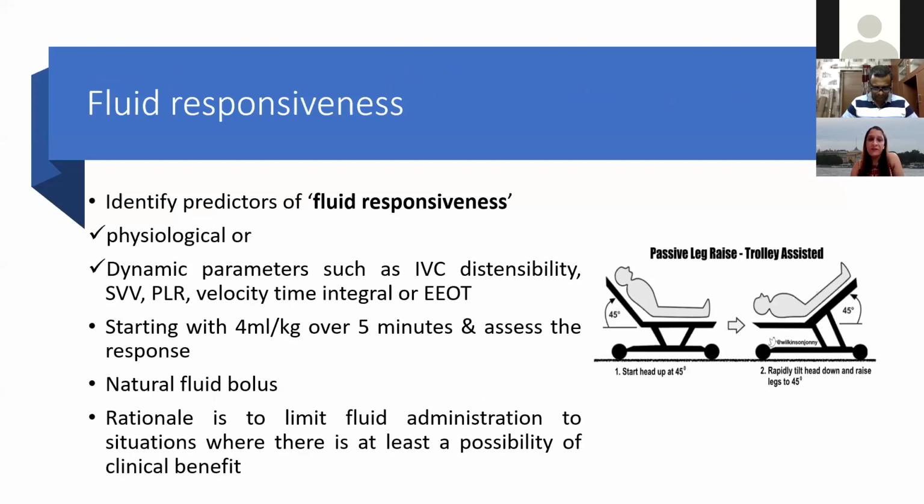The patient's weight is a good guide about the fluid status, as are the patient's urea and electrolytes. Fluid responsiveness, we have already talked about: we have to identify the predictors of fluid responsiveness. That might be the physiological parameters, the static or the dynamic parameters. But what is required is that before we start with IV fluids, we must start with a fluid challenge of around 4 mL per kg over 5 minutes, and assess the response.